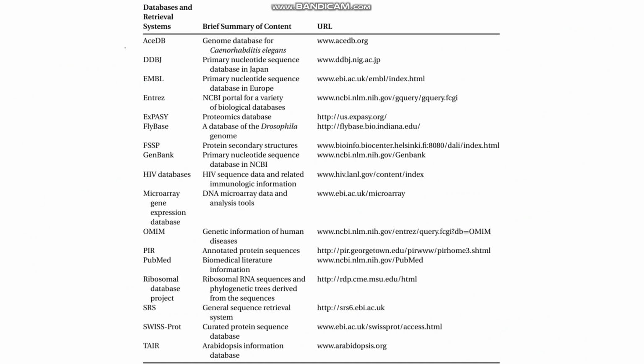This is the table in which ACeDB is the genome database for Caenorhabditis elegans, the DDBJ, the DNA Data Bank of Japan, the EMBL, the European Molecular Biology Laboratory, and Entrez, which is actually the NCBI portal, a variety of biological databases. Then ExPASy, FlyBase, FSSP, GenBank, the HIV database, the microarray, OMIM, the PIR, PubMed, the ribosomal database, the SRS, SWISS-PROT, and TAIR. You can explore it by using that URL. And that is actually the brief summary.